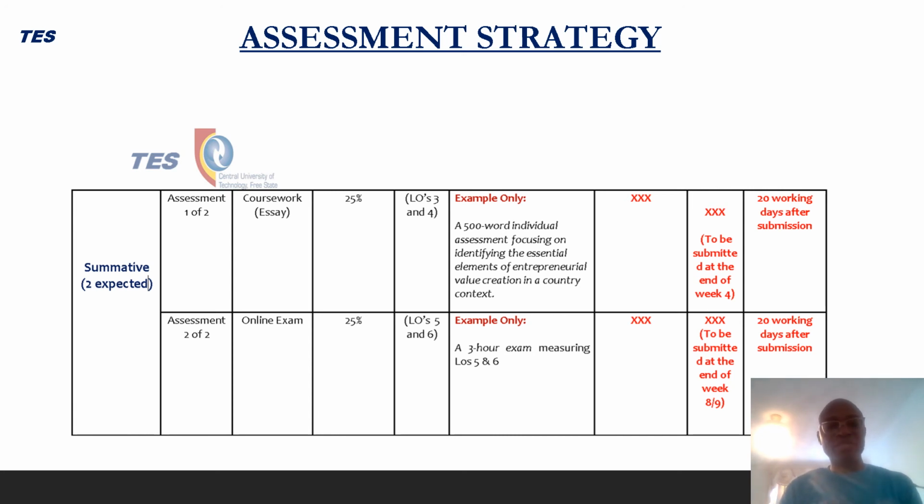The last part, which is the 25%, again, also forms part of the summative. So you can see the summative divided into two parts. Okay, the assessment 2 of the summative is an online exam. I understand CUT is using Blackboard, so that means that we can use Blackboard to time the exam in such a way that you don't need an invigilator actually.